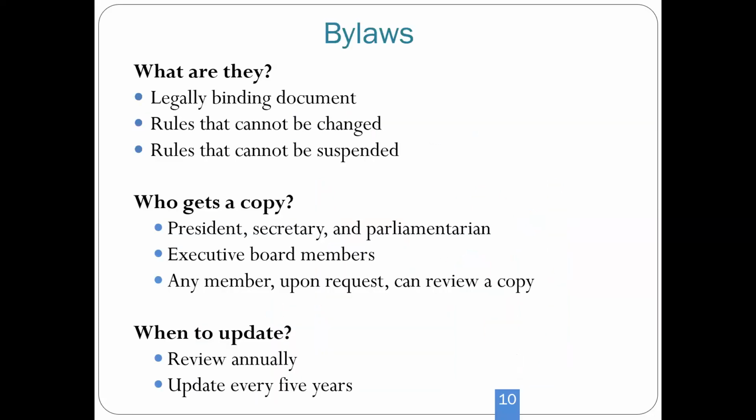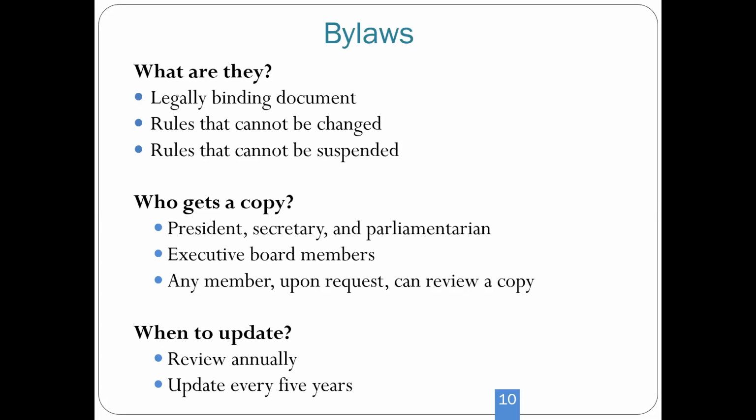Okay, now we're going to talk about bylaws. What are they? Bylaws are your legally binding document, and they contain rules that cannot be changed and rules that cannot be suspended. Who gets a copy? The president, your secretary, and the parliamentarian should always have a copy of the bylaws, including all of your executive board members. And any member upon request can review a copy.